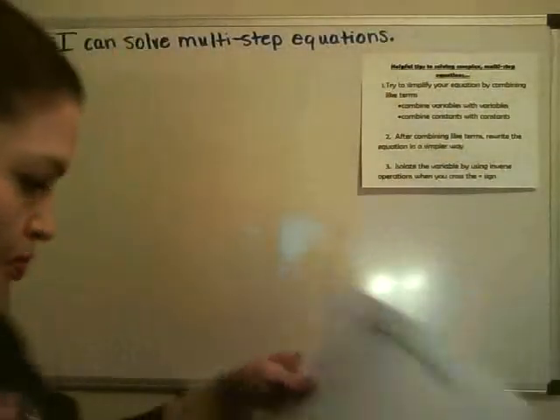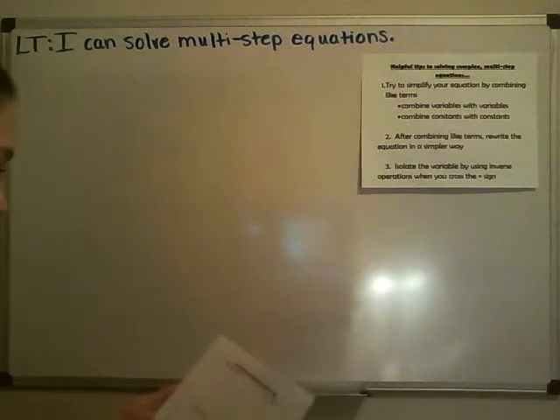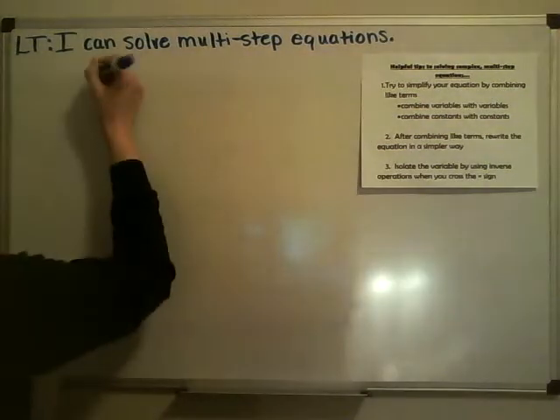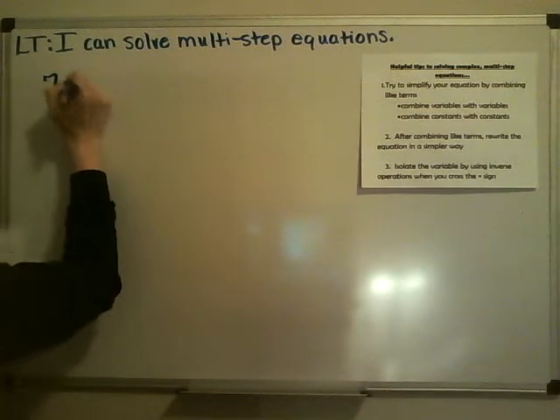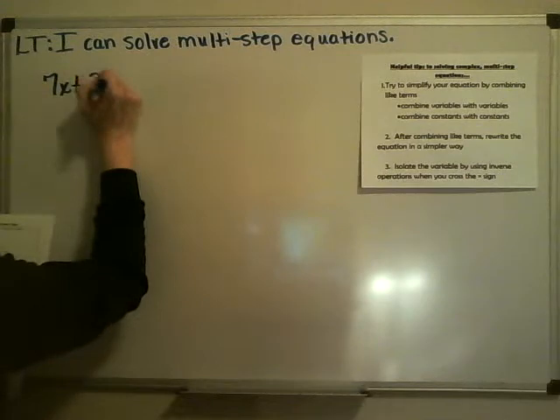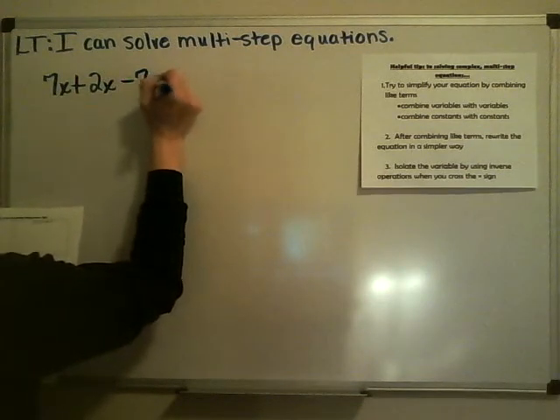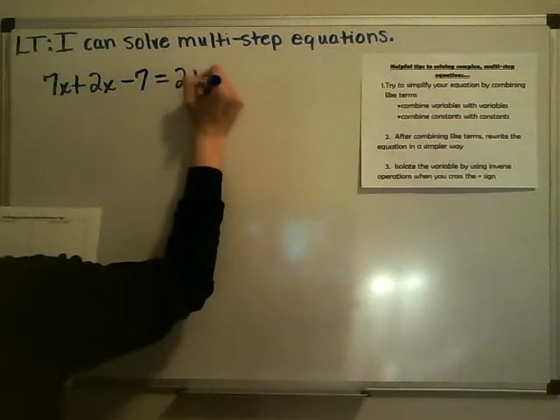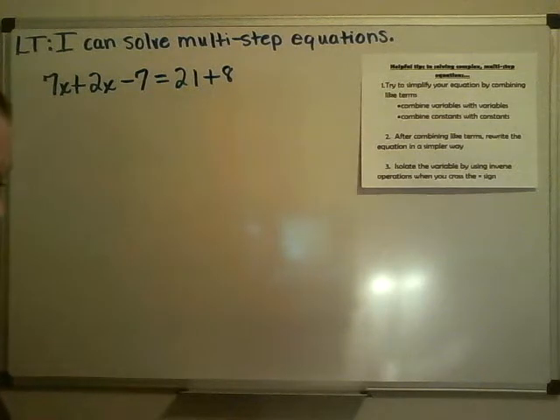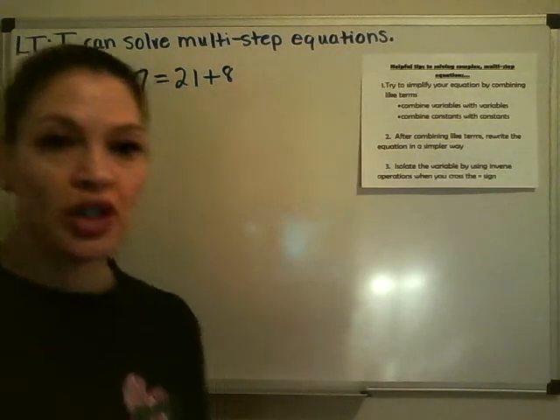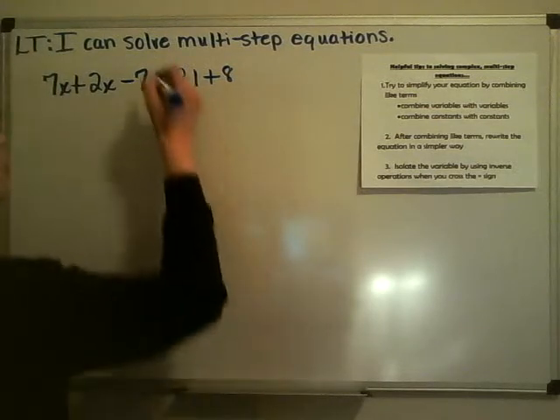Let me show you how this works. So we'll start with the first one, which reads 7x plus 2x minus 7 equals 21 plus 8. If you would like to put your equation line here to keep your work separate, you may do that.